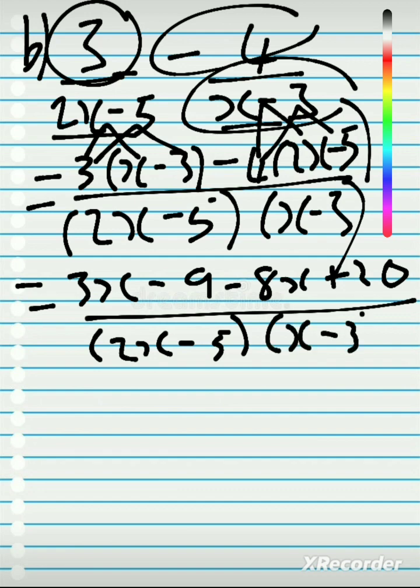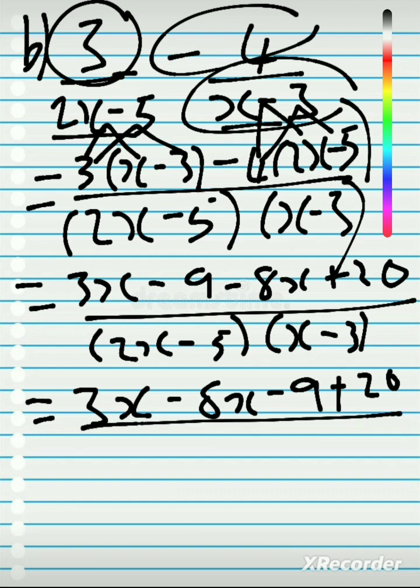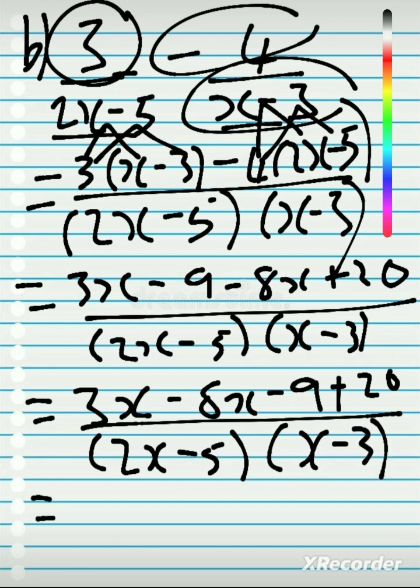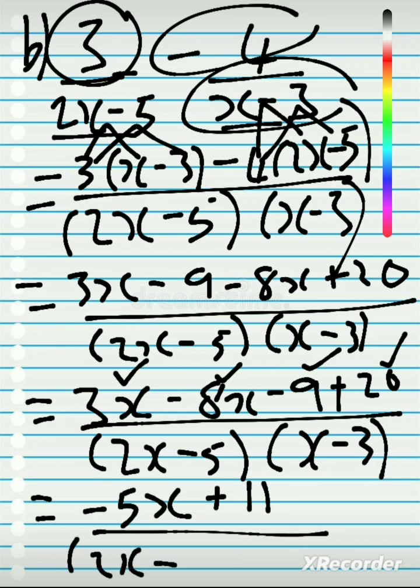x minus 3. Okay, so like terms together on top, we're going to have 3x minus 8x minus 9 plus 20 over 2x minus 5, x minus 3. Okay, so 3x minus 8x, it's negative 5x, negative 9 plus 20, it's plus 11 over 2x minus 5, x minus 3. So this is our answer.